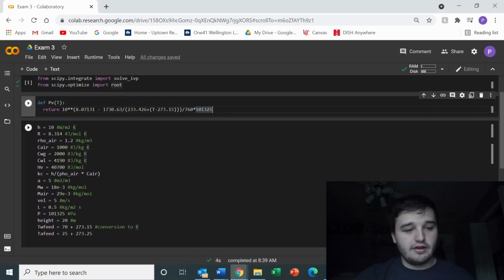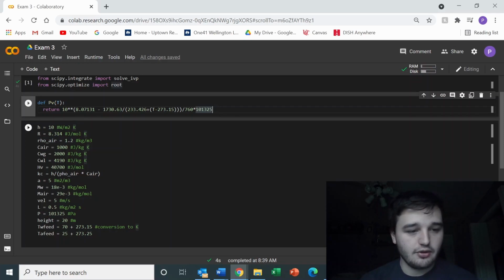Okay, so let's go over what was given to us in this problem, as well as a couple things that we need to add. Starting with the heat transfer coefficient, we know that it is going to be 10, in watts per meter squared Kelvin. And then we have the universal gas constant R. In this case, we're using the 8.314 version, in joules per mole Kelvin. Then the density of the air, which I'm calling rho air, is going to be 1.2, in kilograms per cubic meter. And then the heat capacity of the air, which is 1,000 joules per kilogram Kelvin.